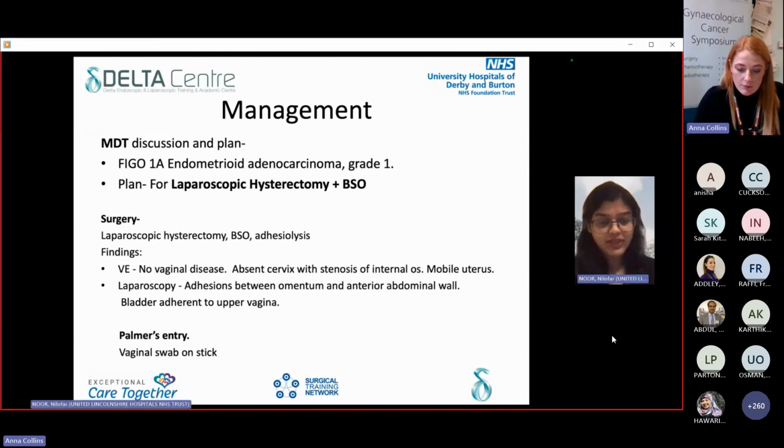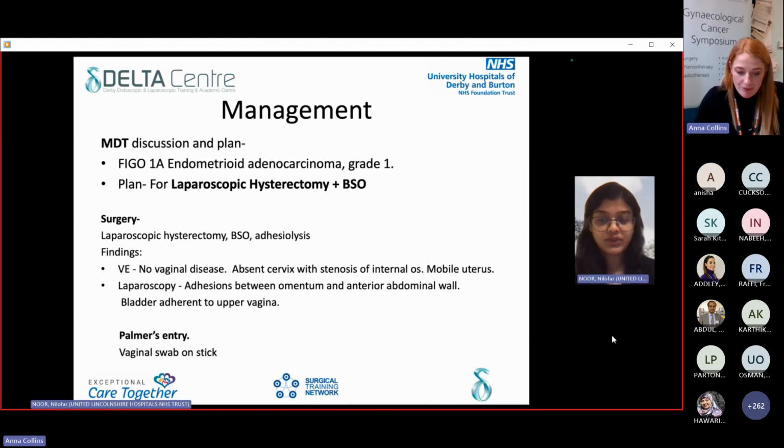On the day of the surgery, a vaginal examination confirmed no vaginal disease and an absent cervix with a stenosed internal os. Uterus was mobile. It wasn't possible to insert a Spackman's, and therefore a swab on a stick was kept in the vagina to help delineate the cervicovaginal junction and help reflect the bladder.